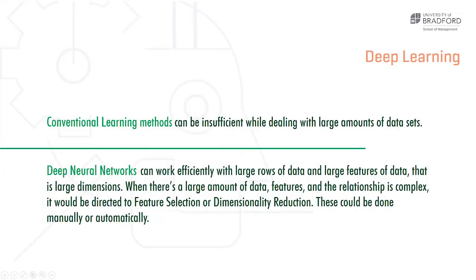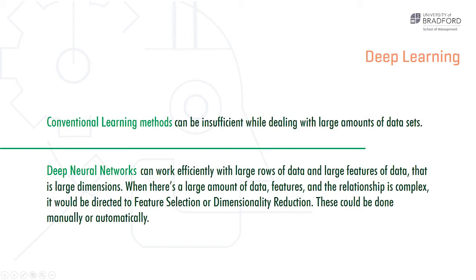For large and complex data sets, it is almost unlikely that the input values will directly determine what the output value will be. So conventional learning methods will be weak, and therefore deep neural networks become essential and very important. In fact, one of the reasons why we have deep learning is because we are now dealing with large amounts of data, the big data. In big data, we have large rows of data, but also large features of data, that is, large dimensions.